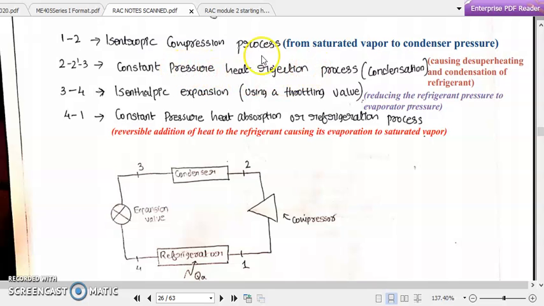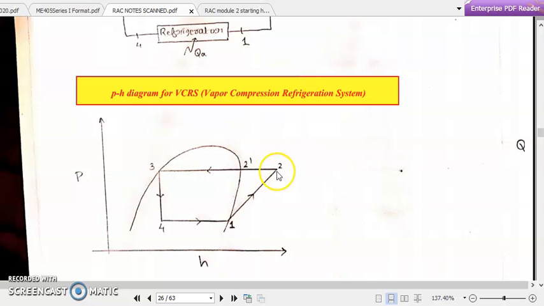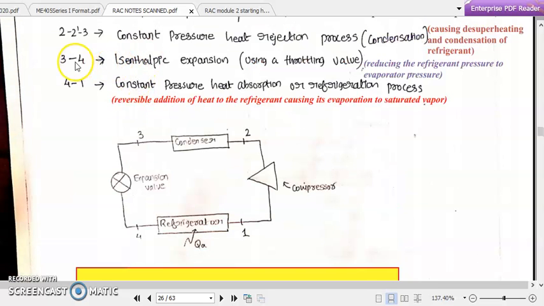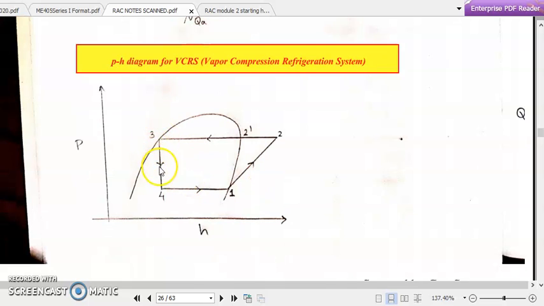Then what is 2-3? It was a constant pressure heat rejection process, or condensation process. So it is again a constant pressure line, 2-3. Point 2 is the superheated vapor form of the refrigerant, and finally after the condensation step, the refrigerant reaches point 3, which is nothing but the saturated liquid condition of the refrigerant. Then what is the remaining portion, 3-4? It is our throttling process. 3-4 is a constant enthalpy expansion process using a throttling valve. So it will be a vertical line over here, 3-4, causing the pressure to decrease from P3 to P4. Pressure is getting reduced, and at the same time it is a constant enthalpy line.